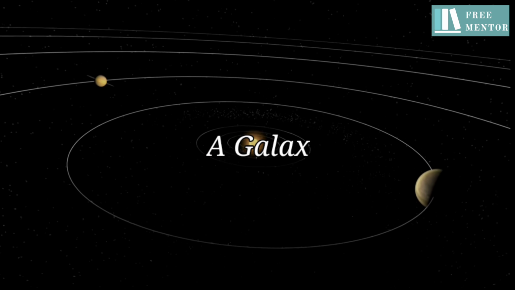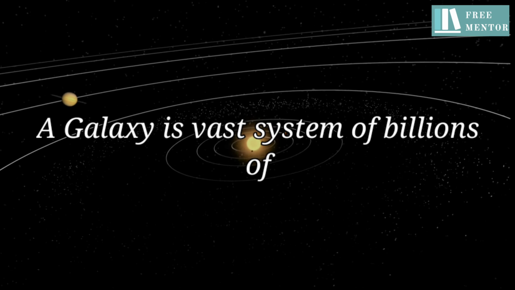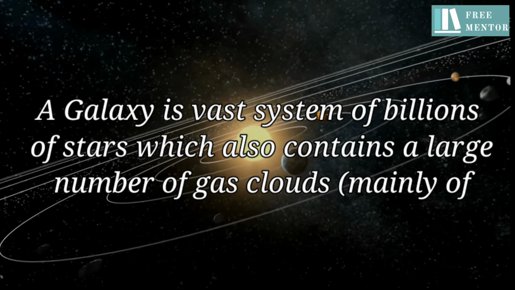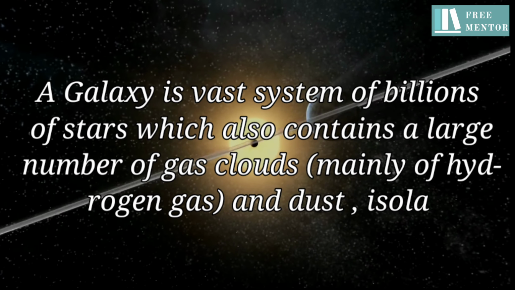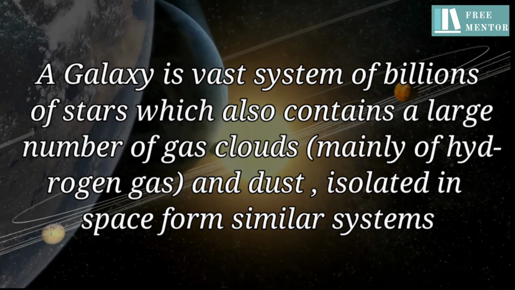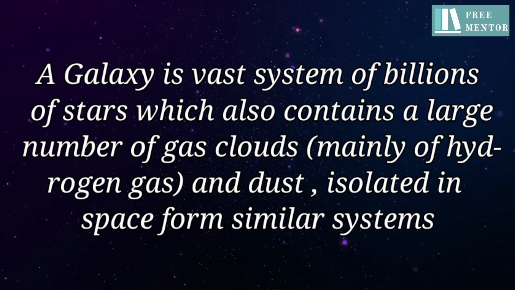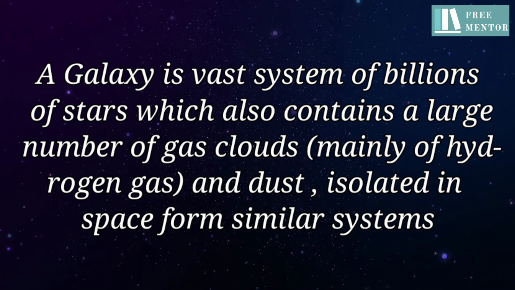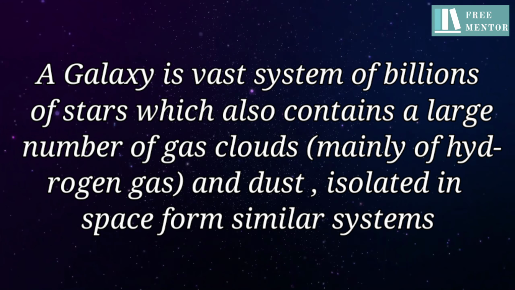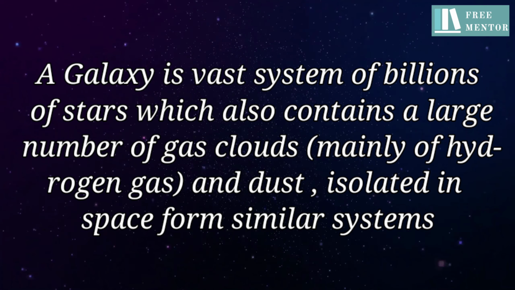How big is it? A galaxy is a vast system of billions of stars which also contains a large number of gas clouds, mainly of hydrogen gas and dust, isolated in space from similar systems. That means, like our Milky Way galaxy, there are many other galaxies that exist.